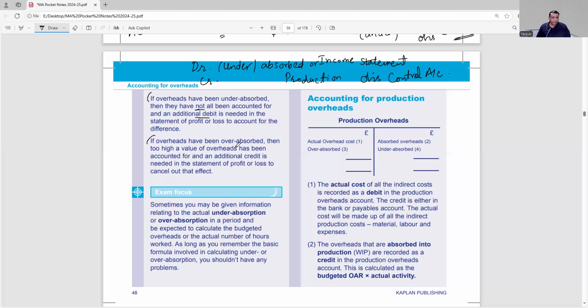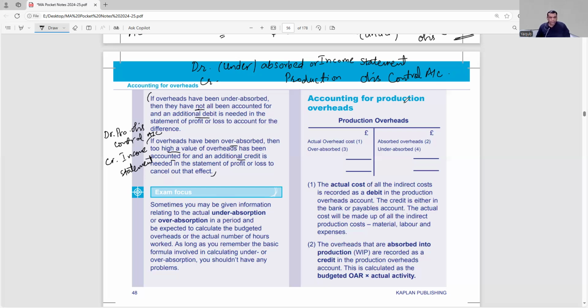If overheads have been over absorbed, then too high a value of overheads has been accounted for, meaning our budget was high and an additional credit is needed in the statement, but we incurred a lower amount. So debit production overheads control account, credit income statement, or over absorbed. That's why I told you that over absorbed is an income for us, it is credited, and under absorbed is a loss for us, it is debited.